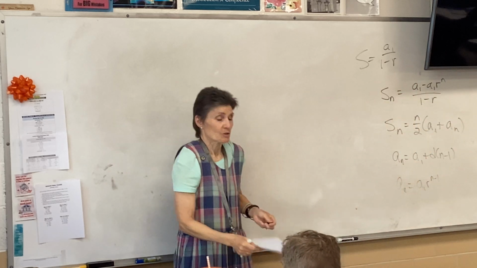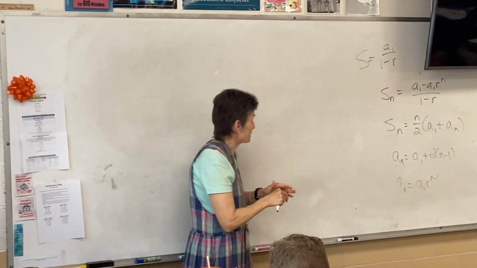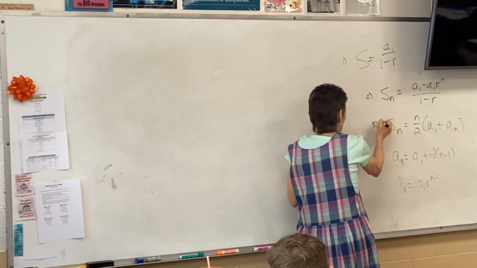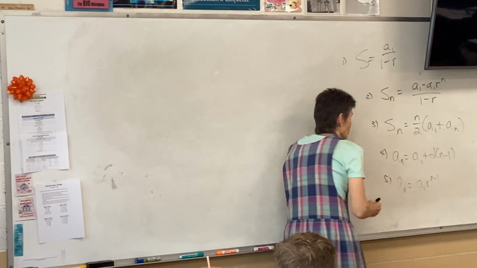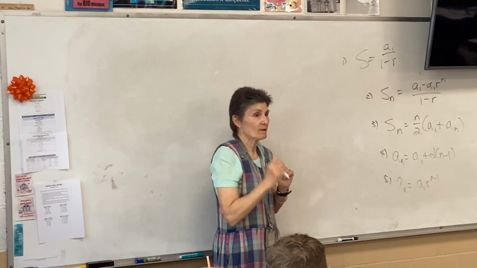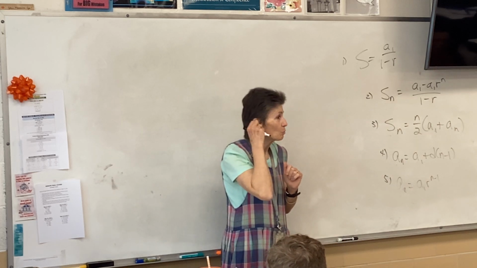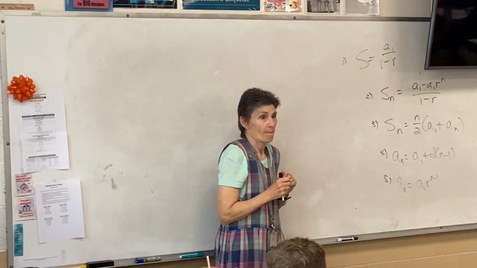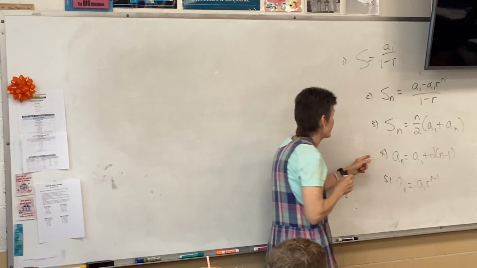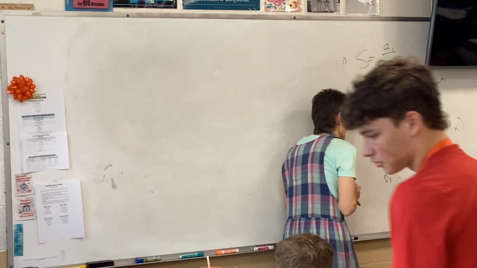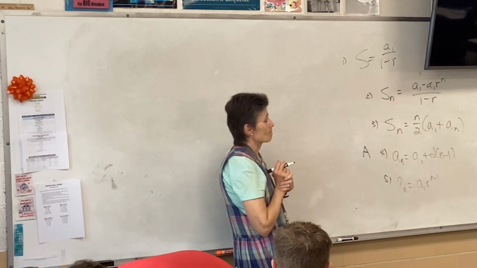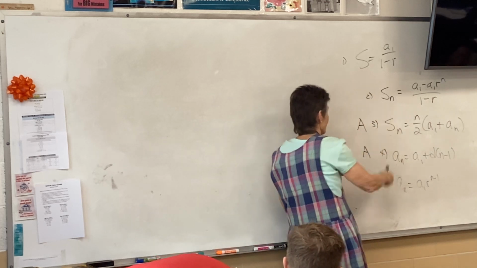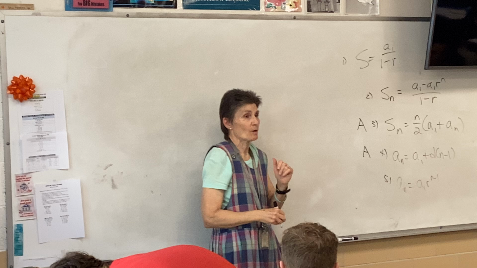Okay, so let's do a quick review here just to make sure. Let me number them. 1, 2, 3, 4, 5. Which ones are for arithmetic sequences? 4 is definitely arithmetic. I'll put an A there. 3 is arithmetic, that's right. All the rest of these are geometric.